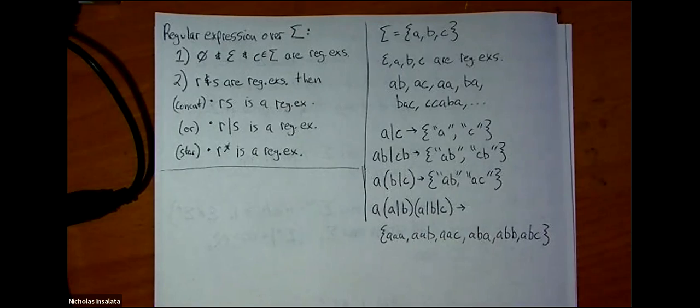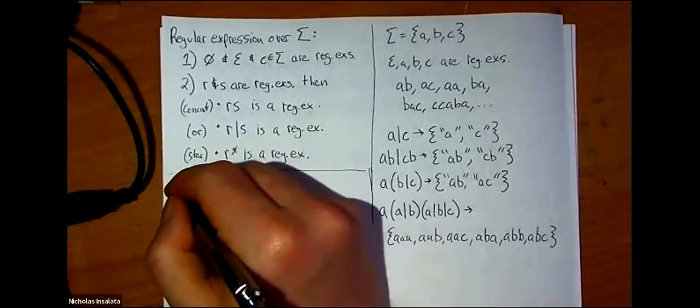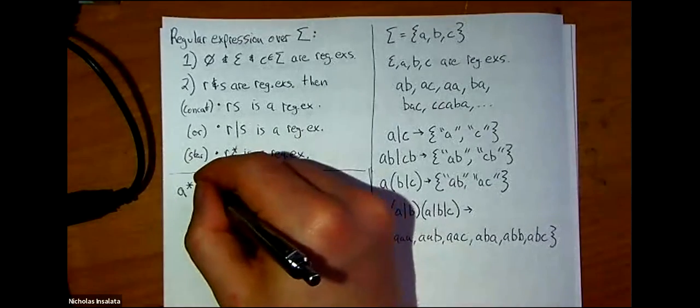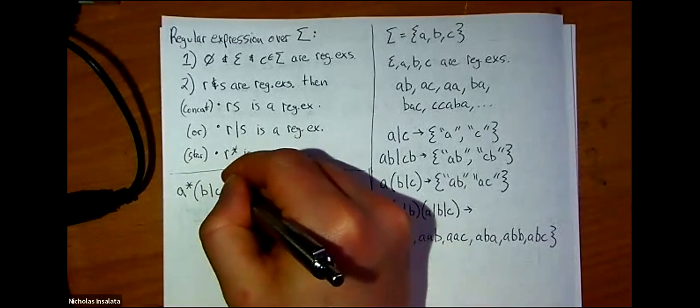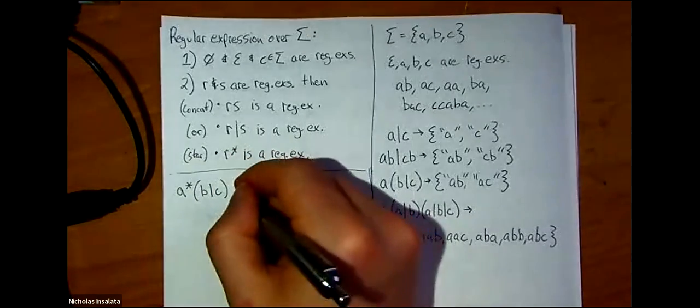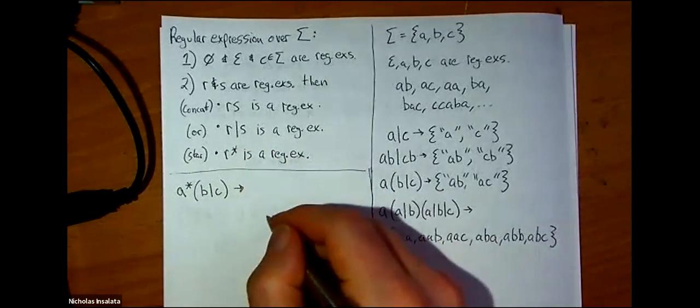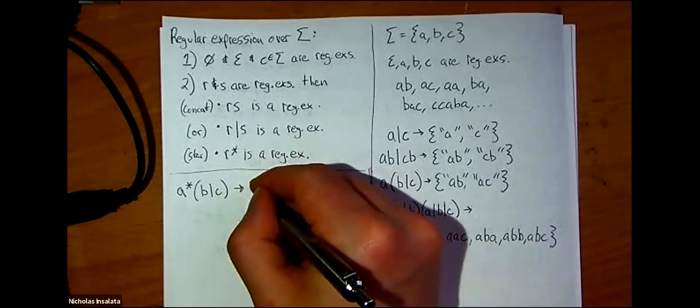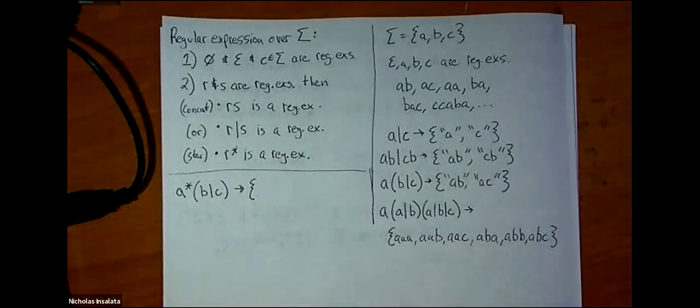So let's see, what should I do here? Let's do A star, B or C. Now this language that gets generated is going to be an infinite language. Okay, so we're just going to do some of them, right? We'll just do the first few. So let's go in order from shortest to longest. Well, not longest because it's infinite, but let's start with the shortest strings that are members of that language.